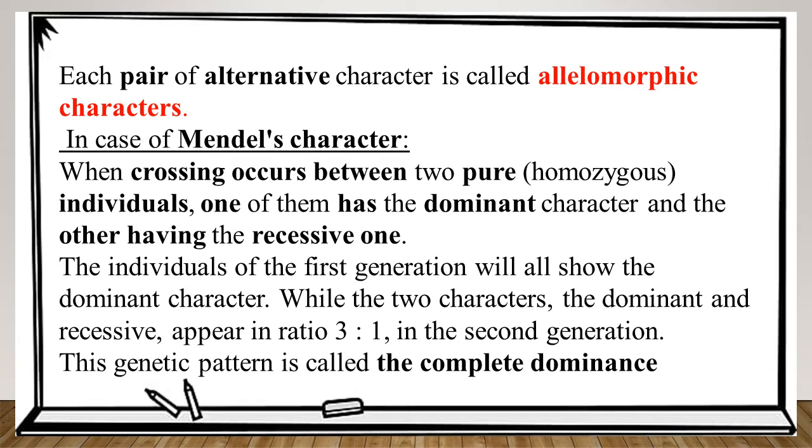In the case of Mendel's characters, when crossing occurs between two pure homozygous individuals, one having the dominant character and the other having the recessive character, the individuals of the first generation will all show the dominant character with a ratio of 100%, while the dominant and the recessive characters appear in a ratio of 3:1 in the second generation. This genetic pattern is called complete dominance. So, according to Mendel's laws, the genetic pattern here is called complete dominance.